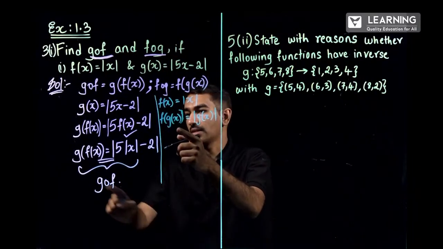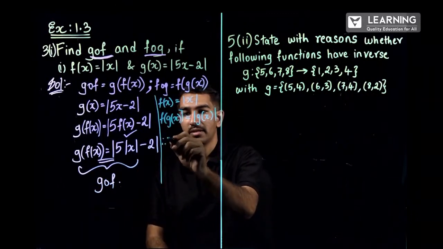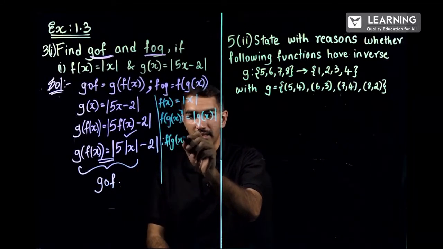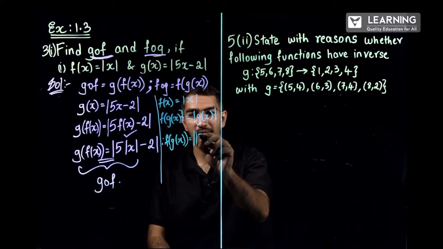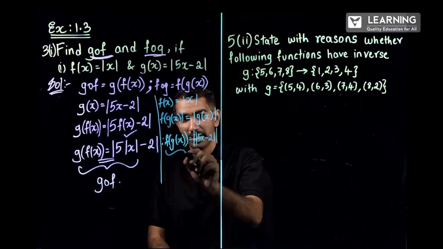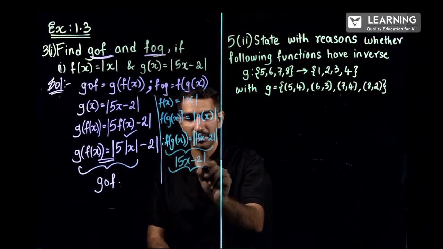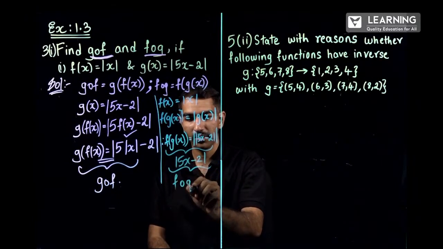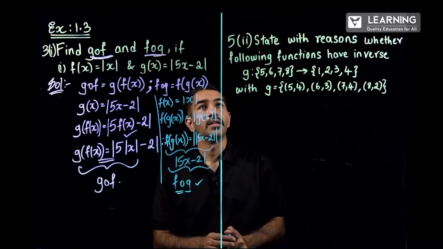What is g of x, students? g of x is nothing but mod of 5x minus 2. So therefore f of g of x will be equal to mod of 5x minus 2. So this is nothing but FOG, and this is your right answer. Moving on to the next question.